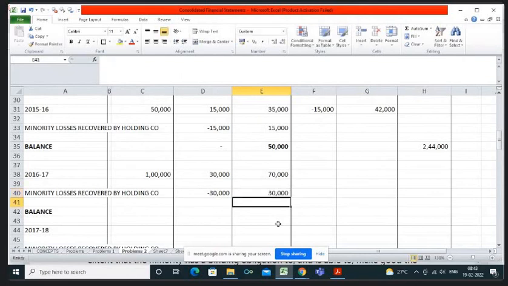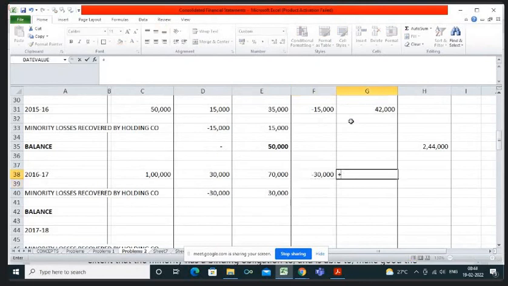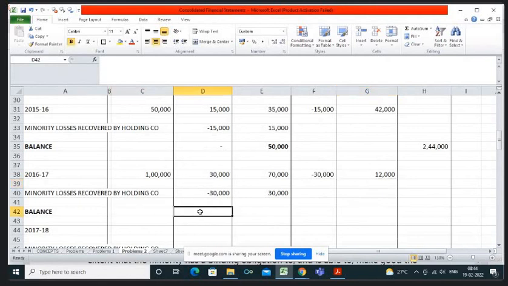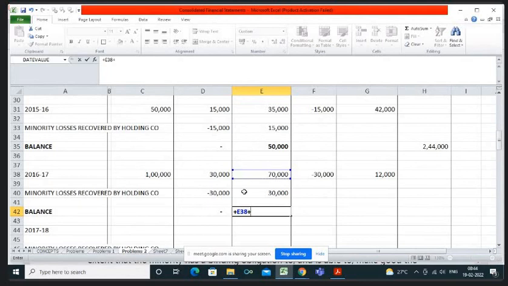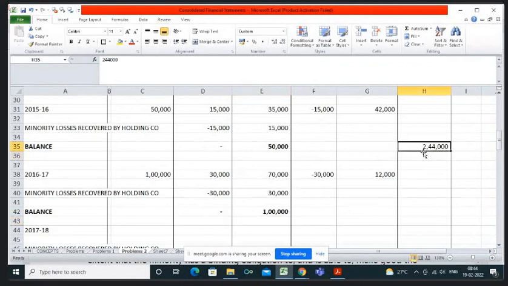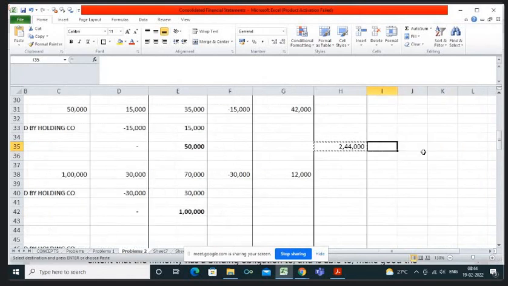Now how will it be reversed? They will be reversed by the holding company. So how much is the holding company getting? The holding company is getting 30,000. So what will be the balance remaining now? The balance remaining will be 12,000 only. And now when we balance it, we know that this balance is 0 and this balance is 1 lakh. Cost of control will be 2,44,000.